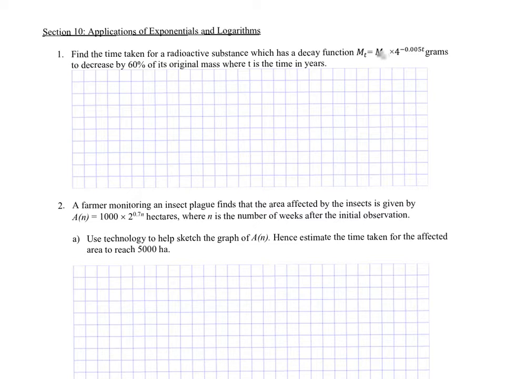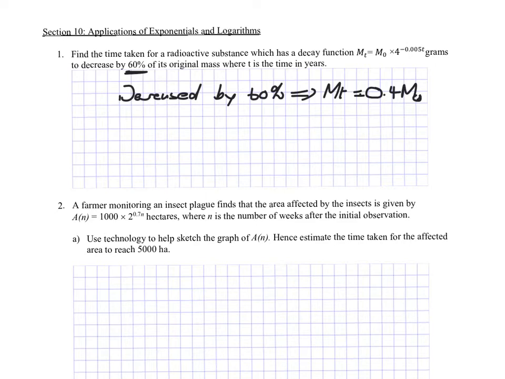But we have been given this information that we are trying to find the time taken for a substance to decrease by 60% of its original mass. Now, decreased by 60% actually means that we're going to be left with 0.4. It implies that m of t is equal to 0.4 m0. Now that's good because that means we can replace m of t by 0.4 m0.